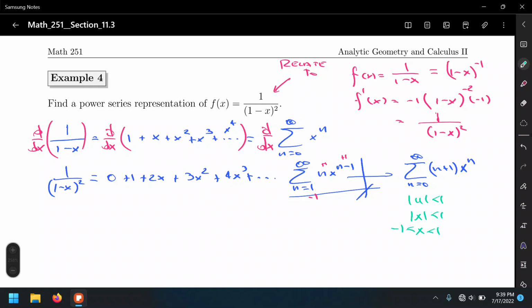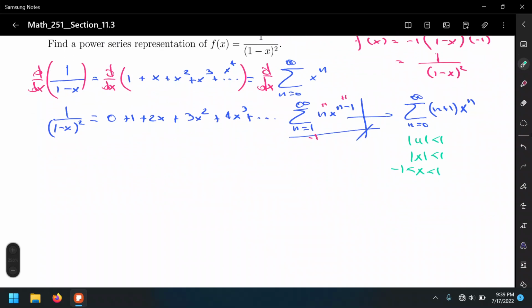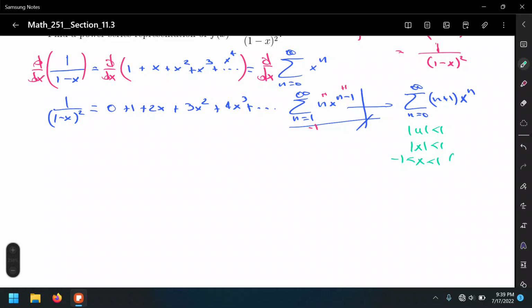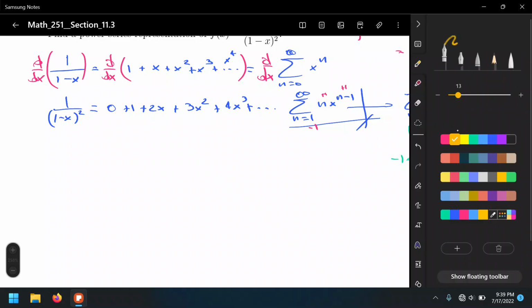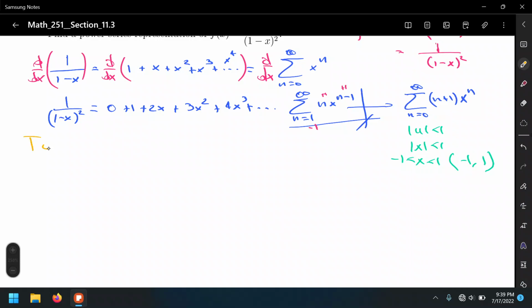Because for derivatives, it is possible that the interval of convergence changes from maybe exclusive to inclusive or something like that, we need to test. Let me use a different color here to test x equals negative 1. That's going to be sigma n equals 0 to infinity of n plus 1 times negative 1 to the n.